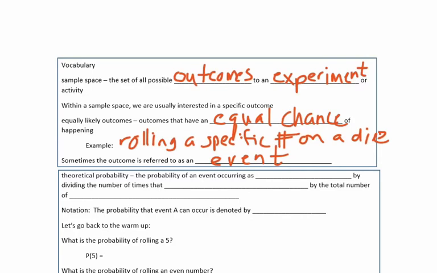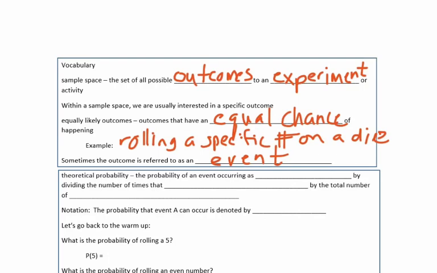So sample space: the set of all possible outcomes to an experiment or an activity. Within the sample space, we're often interested in a specific outcome, and equally likely outcomes have an equal chance. An example of that: you pick your regular 6-sided standard die and the probability of rolling any one specific number on that. And then sometimes an outcome is referred to as an event.